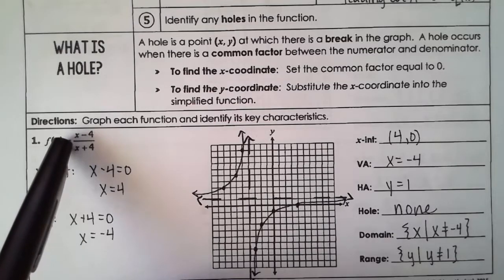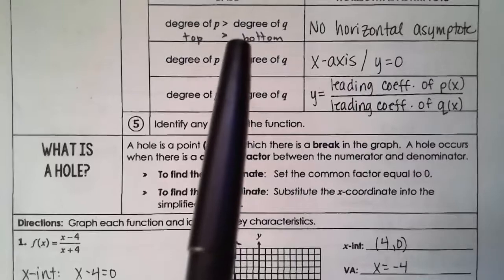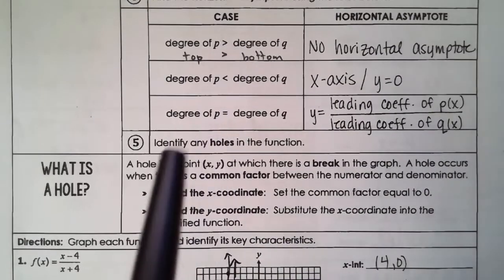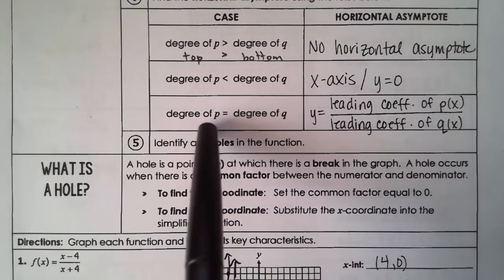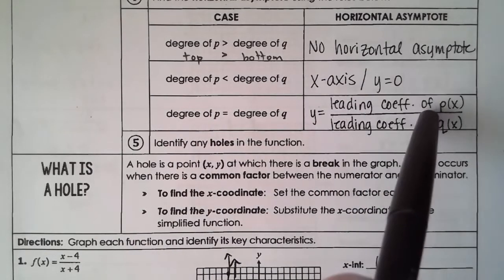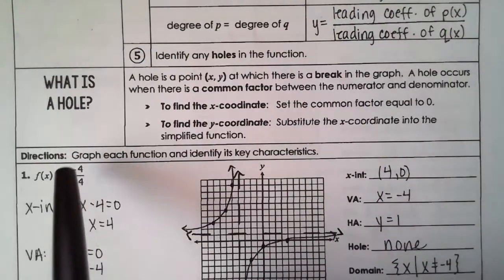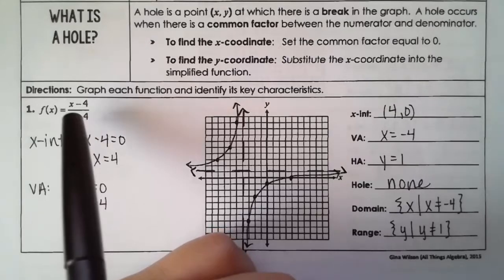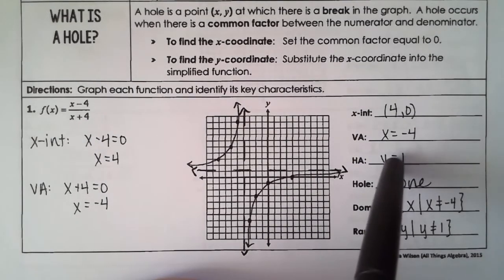Right, so x minus 4, x plus 4, and here are the rules. Let's go back up to this a little bit right here. The degree of the top, the exponent, is the same as the one on the bottom. So this is actually this case here. So it's going to be the leading coefficient of P of x over the leading coefficient of Q of x. What's the leading coefficient here? Well, it's going to be 1 and 1. So it's just 1. So my horizontal asymptote would be at y is equal to 1.